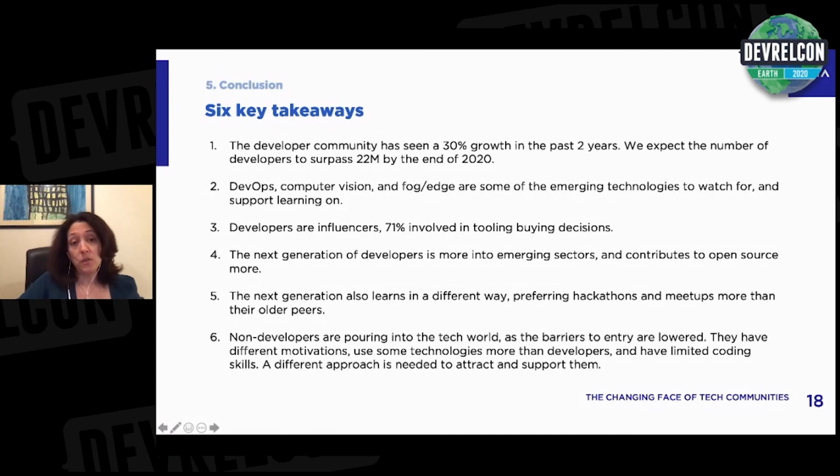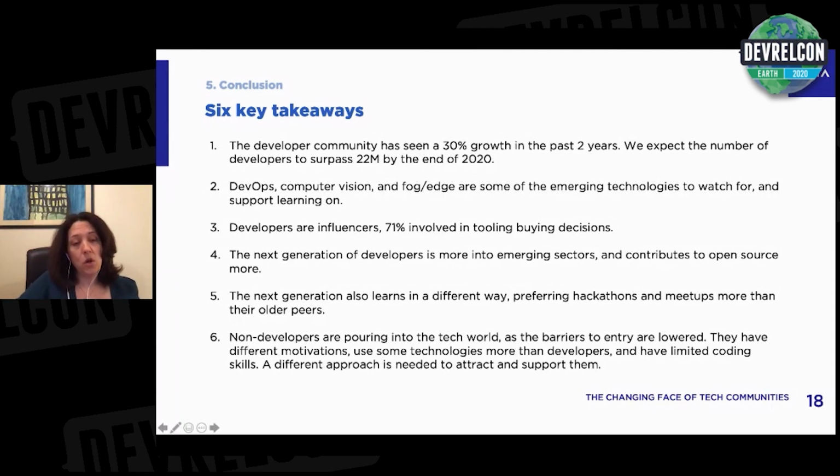Developers are influencers. 70% are somehow involved in tooling buying decisions. Now, the next generation coming in is more into emerging sectors and contributes to open source more. So open source is a big thing, and you should be supporting it if you're not already. And the next generation also learns in a different way. And we're waiting to see whether those ways will become more mainstream as a result going forward.